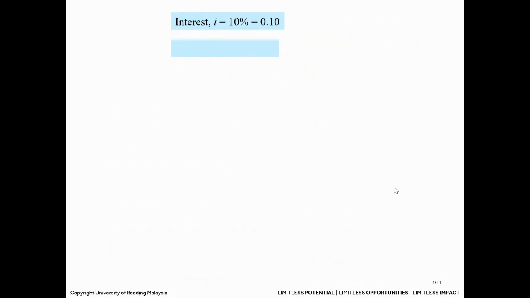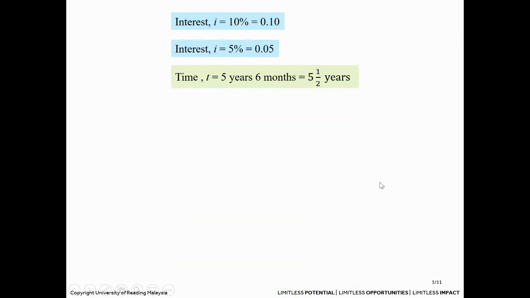10% interest is converted to 0.10. 5% is the same as 0.05. Time: 5 years, 6 months is 5.5 years. 4 years, 3 months is 4.25 years.